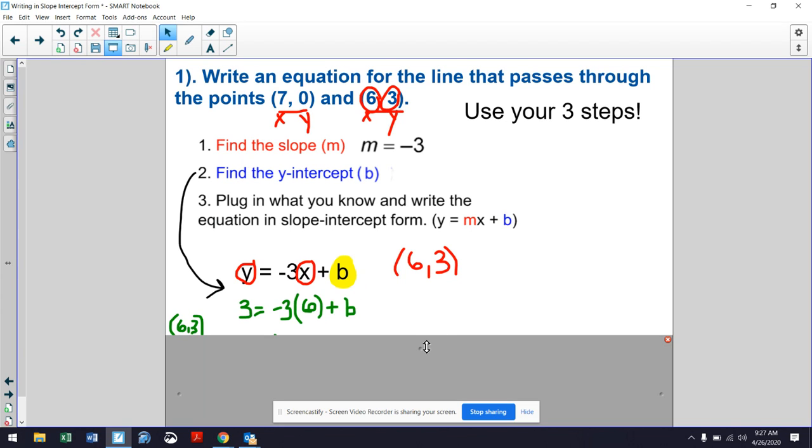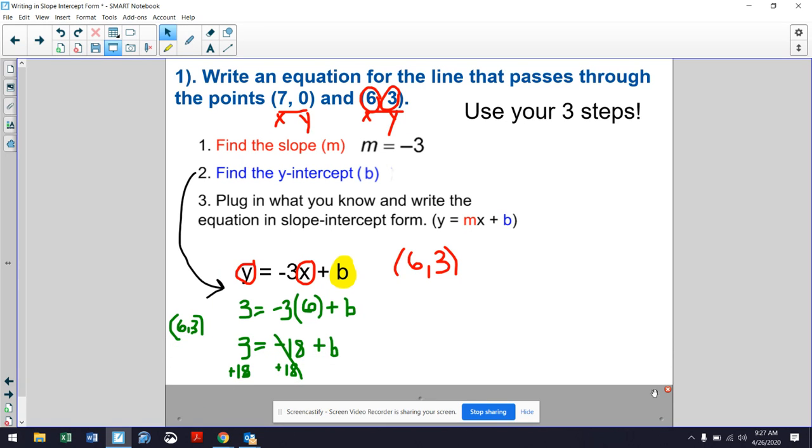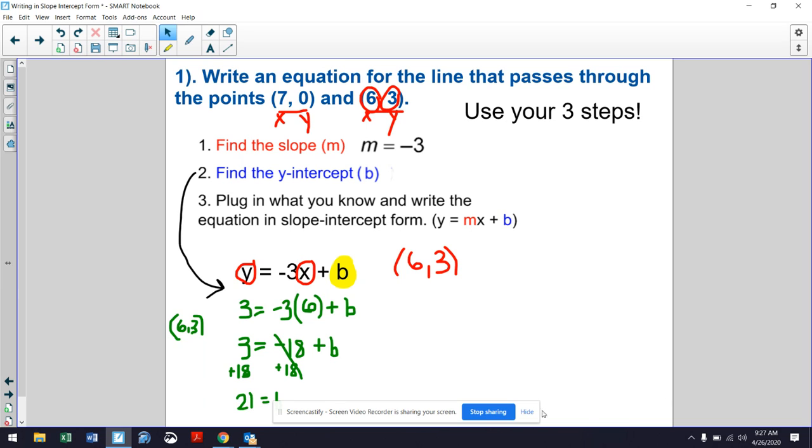I'm just going to continue to simplify. So negative 3 times 6 is negative 18. So I have to add 18 to both sides to solve for b. And in this case, I get b is equal to 21.